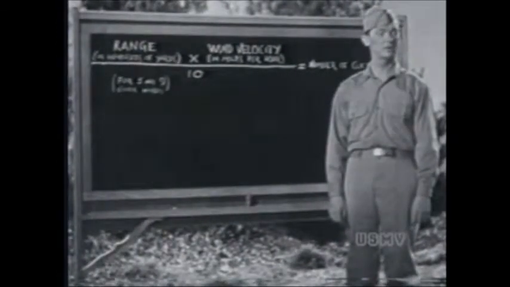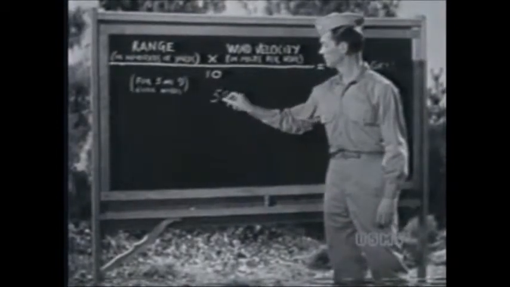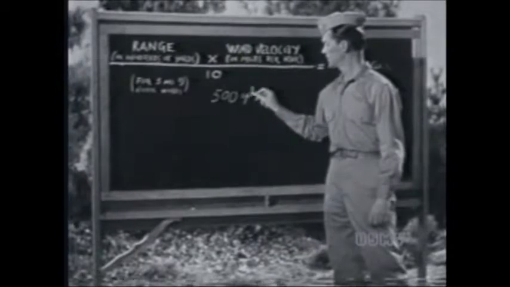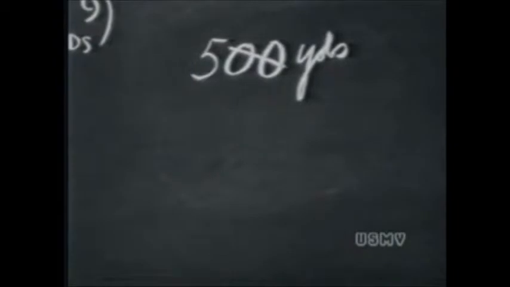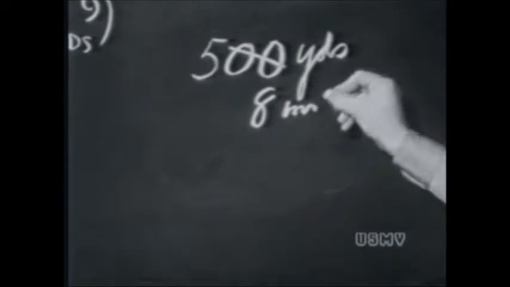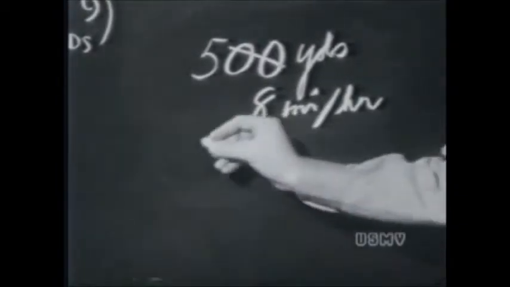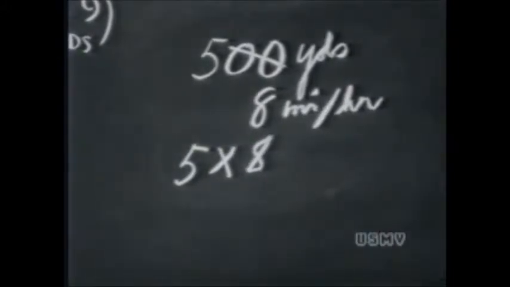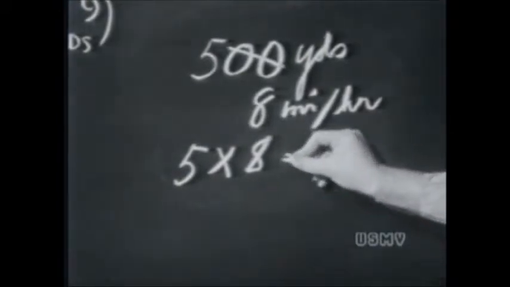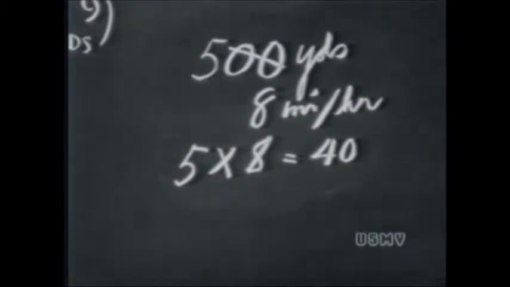You know your range. Say it's 500 yards. Well, that's 5. Your wind's from 3 o'clock. You estimated speed, say 8 miles an hour. So you've got to multiply 5 times 8. It's as tough as that. 5 times 8 is 40. And that's the first half of this problem.